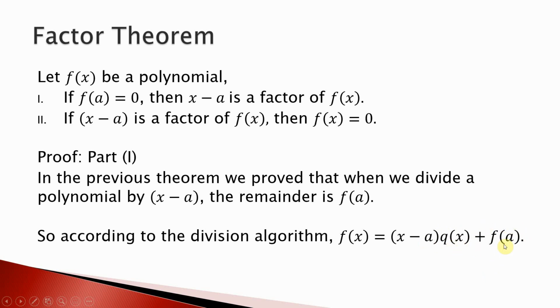Since the divisor is linear, the remainder is a constant. It has no x terms, because you have replaced x with a in f. Since we have substituted a for x, it is independent of x. So this is the division algorithm.